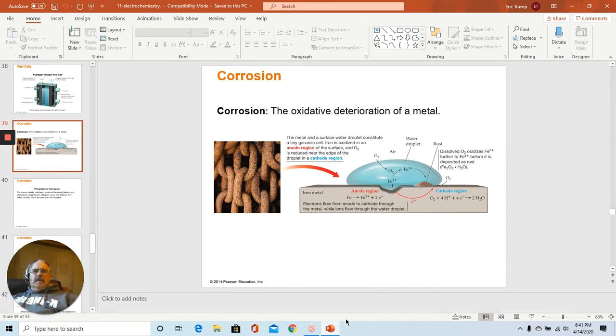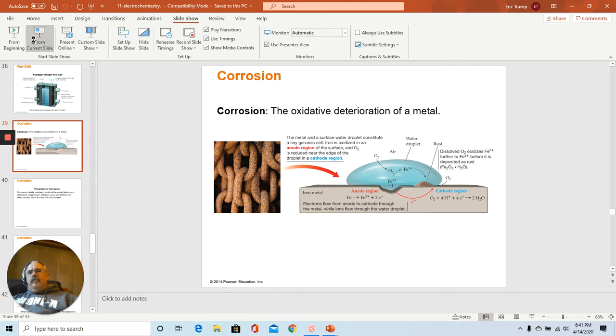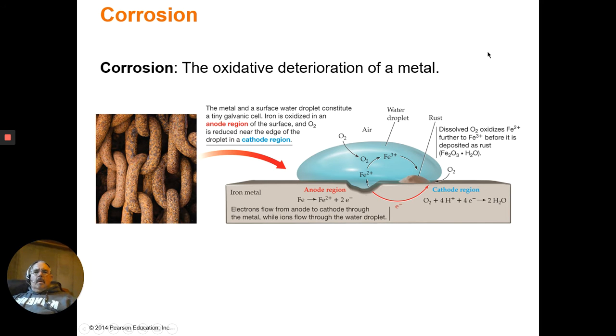Today we're going to continue our lesson on electrochemistry. This time we're going to talk about corrosion. Corrosion is essentially unwanted oxidation. It's the oxidative deterioration of a metal. And probably the one we're most familiar with is rust.